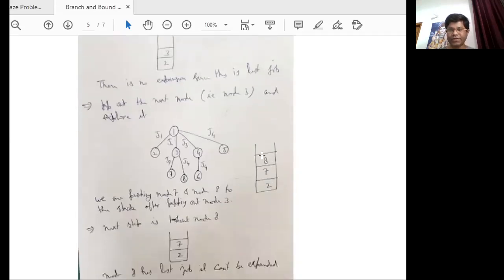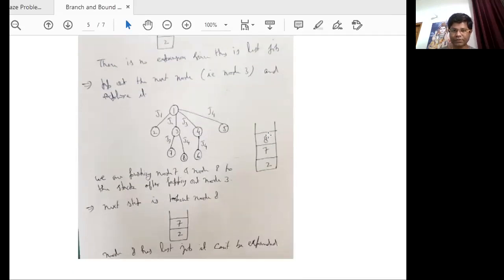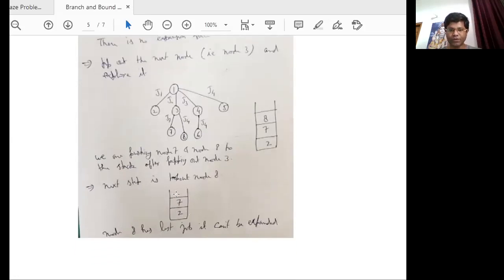Here the top value is 8. In the next step we need to pop out the value 8. But since this node has the job J4, there is no need to expand, so our remaining stack will become this. The next step is to pop the top element, that is node number 7. Since node 7 has job J3, yes, we are able to expand.